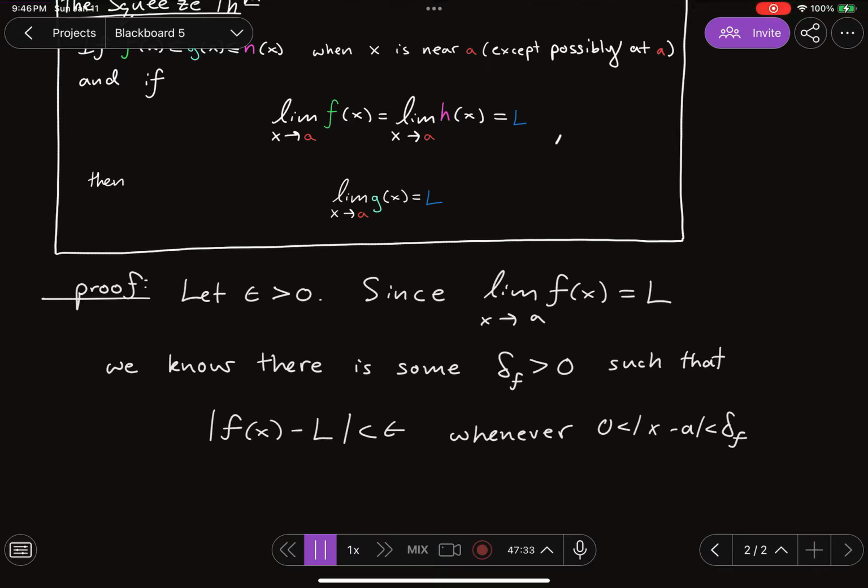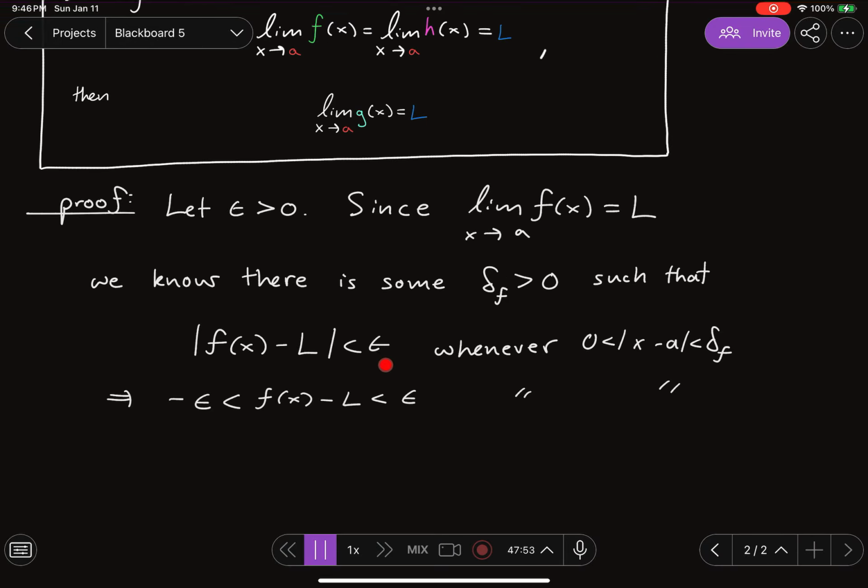But if that is true, that means that negative epsilon is less than f of x minus L, which is less than epsilon whenever this is true. So these dots mean I'm taking this down as well. Okay, and again, that is a synonymous phrasing for this sentence right here. This sentence says the same thing as this. But that implies, subtracting L everywhere, that L minus epsilon is less than f of x, which is less than epsilon plus L. So I added L to all sides, all right?